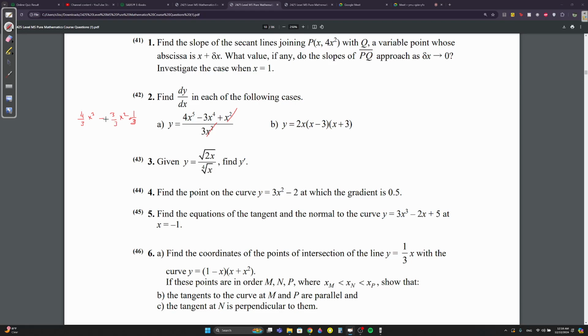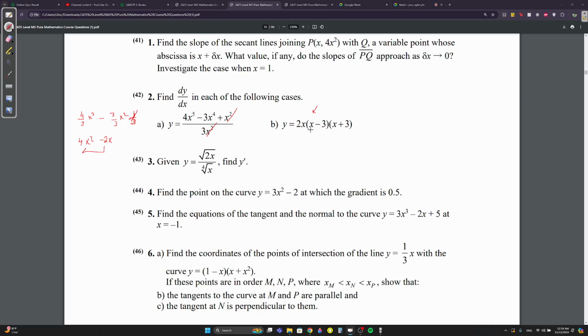Okay, we now need to differentiate this, right? 3 times 4 over 3 is 4. Reduce x squared. 2 times 3 over 3 is just 2. Reduced by 1 comes x. And then 1 over 3 doesn't get differentiated. So this is your derivative.